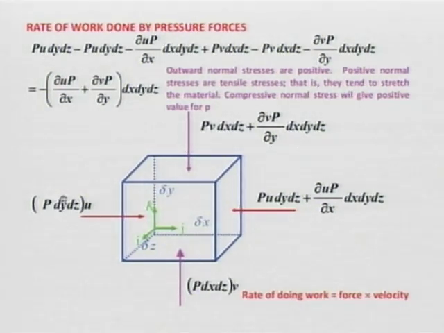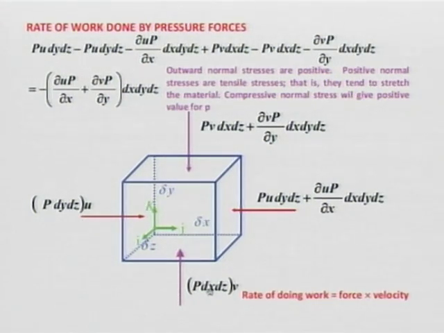Force is what in the x direction? P into dy dz into velocity. Here it is gaining direction because of the velocity. Okay. So, P dy dz into velocity. What is getting out if I apply Taylor series expansion? What will I get? The same term plus del u p by del x into dx dy dz.